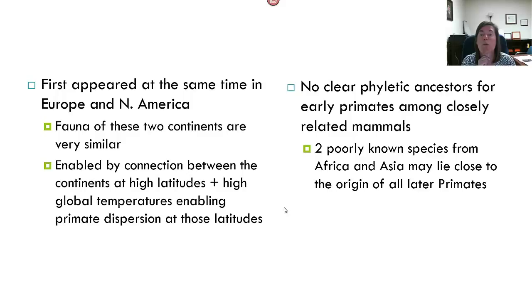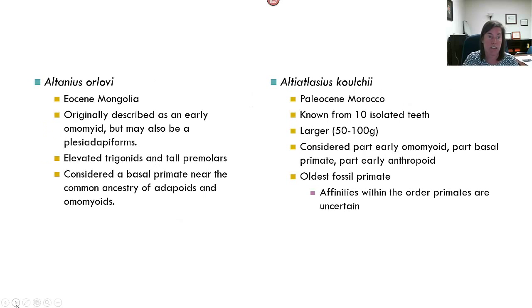There is no clear phyletic ancestor of early primates among closely related mammals. There are two poorly known species from Africa and Asia that may in fact lie close to the origins of all later primates. These are the following: Altanius orlovi and Altanius kulchi. I apologize for my pronunciation.